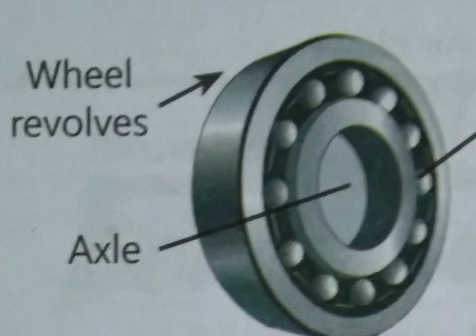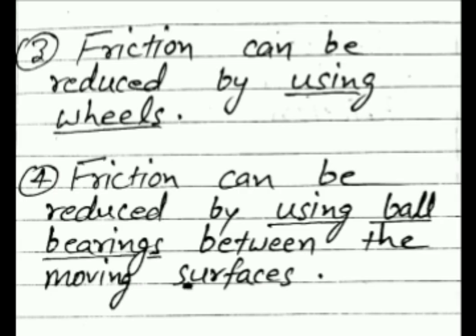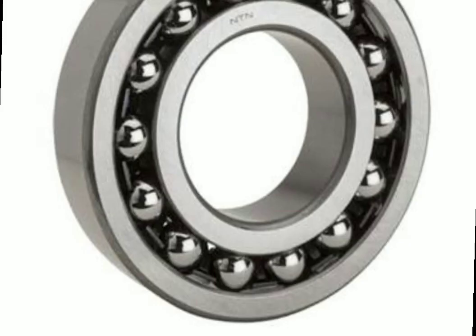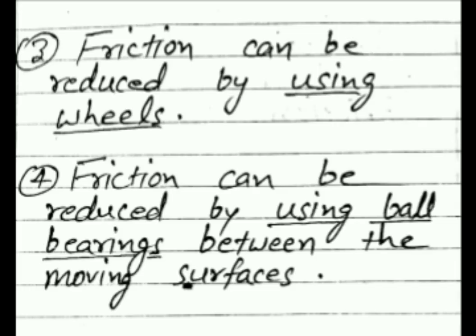Actually, ball bearings are balls fitted between two rings. These balls roll between the two rings and convert the sliding friction into rolling friction. So, working like a wheel, a ball bearing also reduces friction by converting sliding friction into rolling friction.